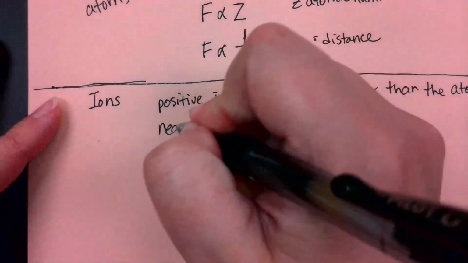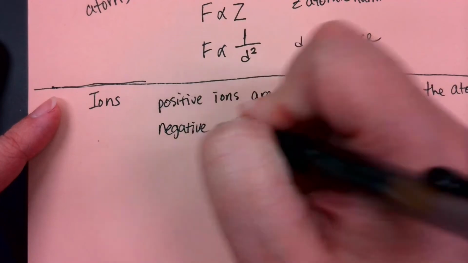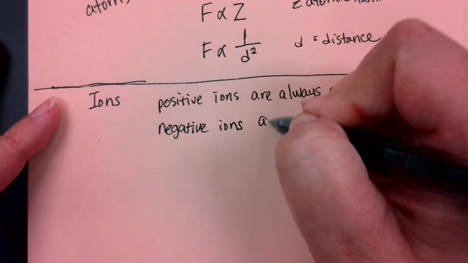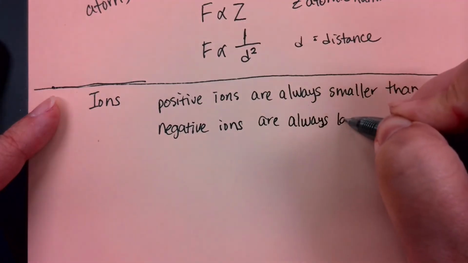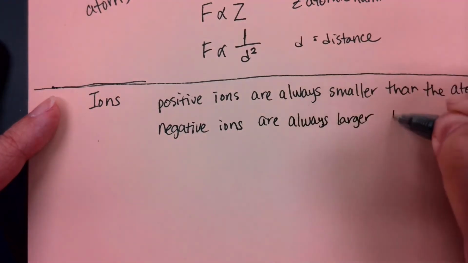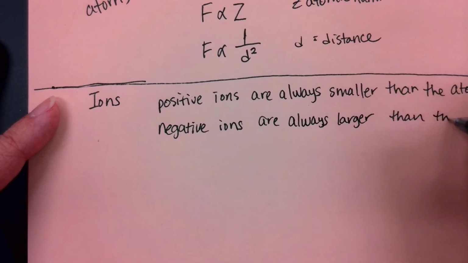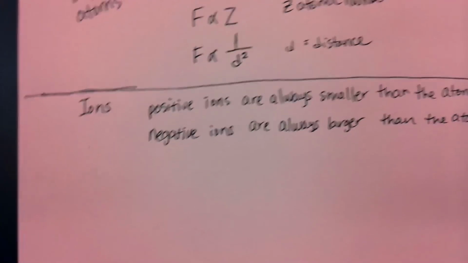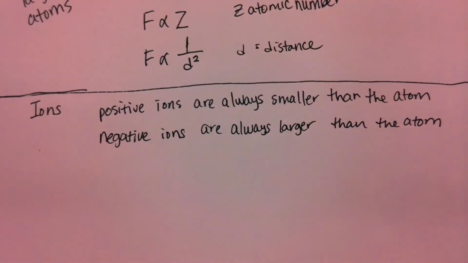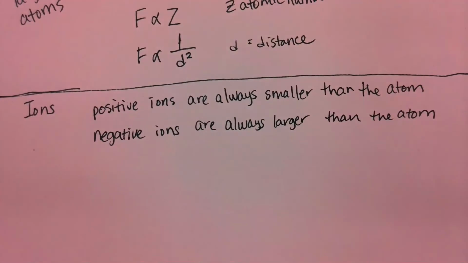Negative ions are the opposite. Negative ions are always larger. So those trends we just did in size are about the atom, but if you take that atom and make it negative, now you've made it larger. Or if you made it positive, now you've made it smaller.